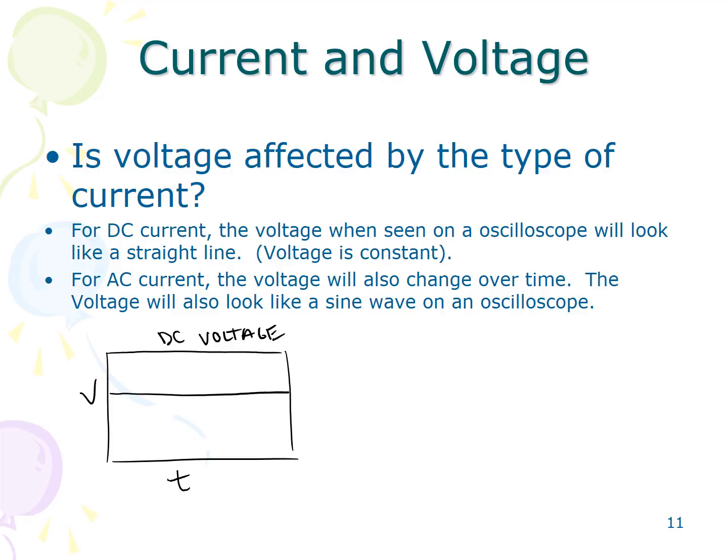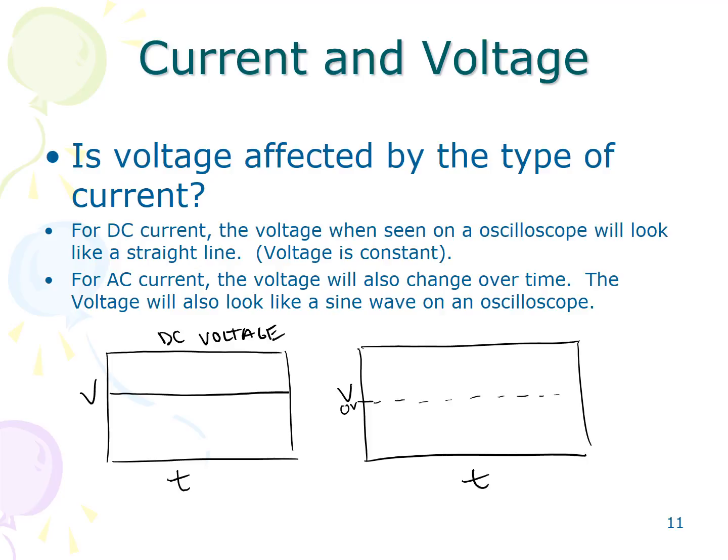But for AC voltage, just like AC current, if this is my voltage and this is my time, I'm going to say that this is at 0 volts. So this is my baseline. All right. You will see again that it's a sine wave, and it goes just exactly like AC current.